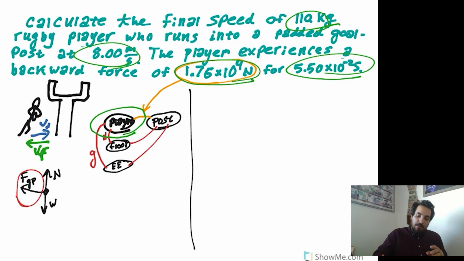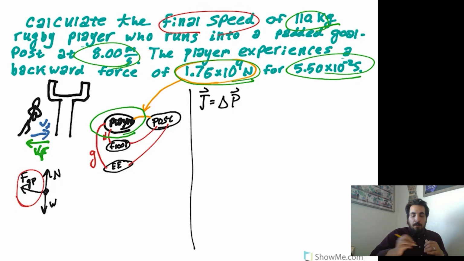I then ask the question, well, what am I looking for? I'm looking for the final speed and the final velocity. If I wanted to know that, that just includes directionality. But that's my end goal. How am I going to achieve it? Well, I start with impulse is equal to the change in momentum. I start here because I know this is a problem that involves interactions and changes in motion. And since it involves those two things, I will start with the impulse momentum theorem.